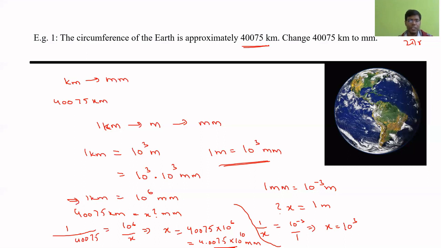So 1 kilometer has so and so many millimeters. 40075 kilometers will have how many? So just use the same thing and then we get 4.0075 into 10 power 10 millimeters. Fine.